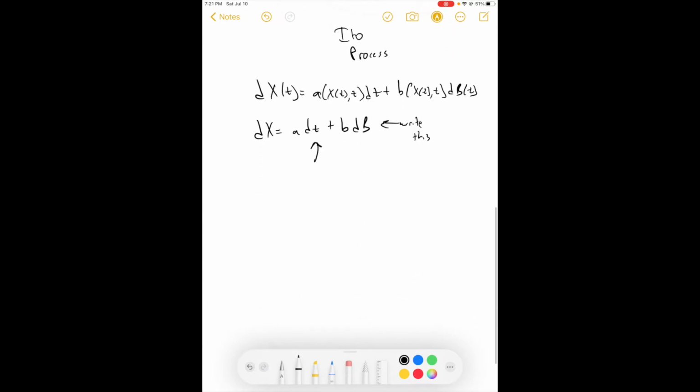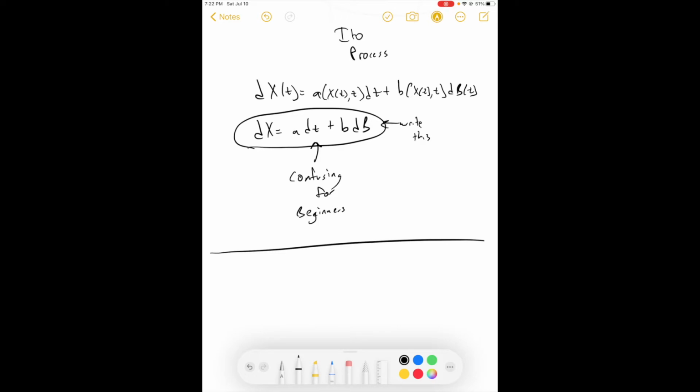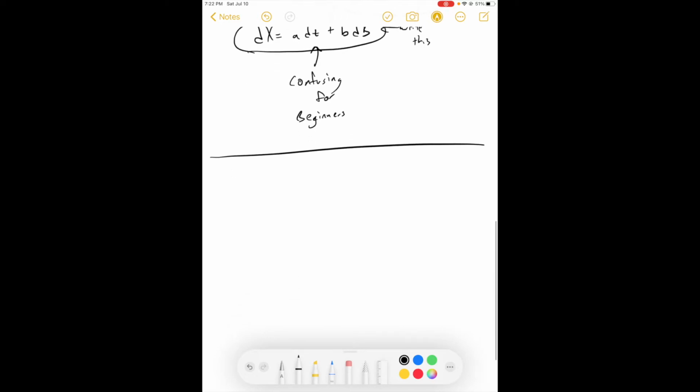And this one can be super confusing for beginners. I know that when I was first starting to learn this stuff, I was so confused. I had no idea what people were talking about, and it's because they were using this shorthand. That's why I'm trying to be as explicit as possible most often.